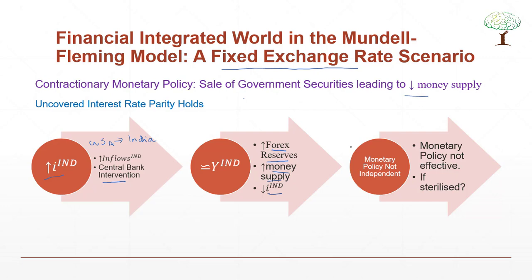And suppose you do sterilize that by again sale of government securities and again increase of interest rate, the same process flow will again be repeated, and you will have no control over setting of interest rates in an economy. That is what happens in a fixed exchange rate scenario: if you adopt a fixed exchange rate, you lose control over monetary policy, or you cannot have independent monetary policy.